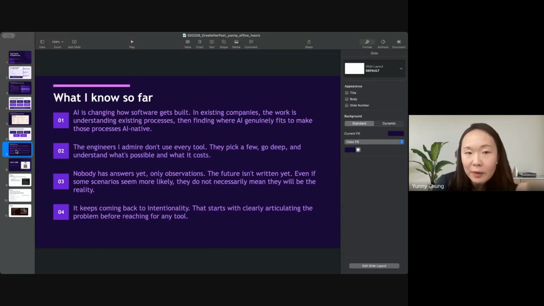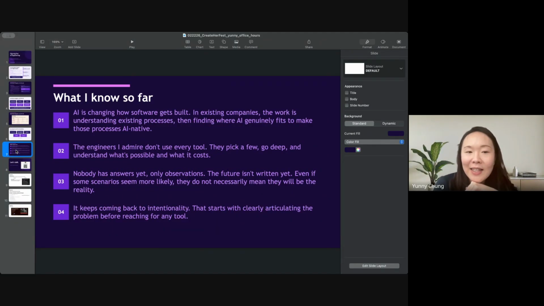And last but not least, in summary, these are the four things that I know so far. One is that it is absolutely true that AI is changing how software gets built. But in existing companies, the work right now is mainly understanding the existing processes, then finding where AI genuinely fits. We call that AI adoption, right? Once this becomes clear, we are driving towards a process for AI native. I do know other companies that started recently and are AI native, meaning their process was already built considering AI. But for existing big companies, we've been working without AI at this level. So there are a lot of gaps that we need humans to think through and figure out how to make more efficient. That's what has been going on in my world.